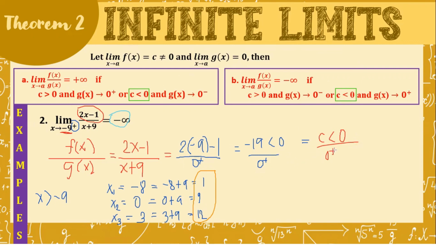The answer is 0 plus. So, saan dito yung may 0 plus? Si A or si B? Si letter B. Ito siya. G of x approaches to 0 plus. So, since yung dalawa natin is satisfy siya. Therefore, the given limit natin is negative infinity. Kaya yung sagot dito sa ating given is negative infinity because the result here is negative infinity.